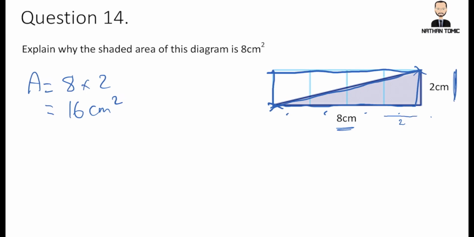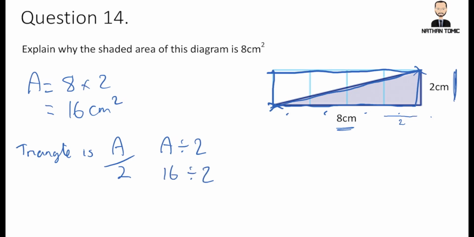Okay, so if we know the full area, we can simply say that the triangle is the area divided by 2, right? Or we could say area divided by 2 this way, because we're doing half of it. So of course that would be 16 divided by 2, which of course is going to be equal to 8. So 8 centimeters squared. So mathematically that's how we can do it.